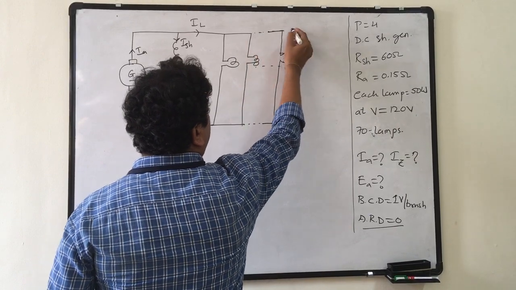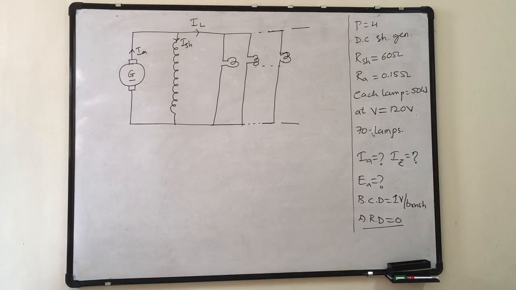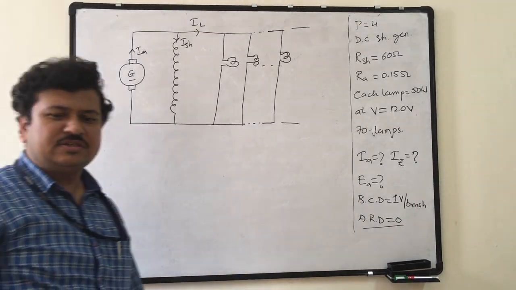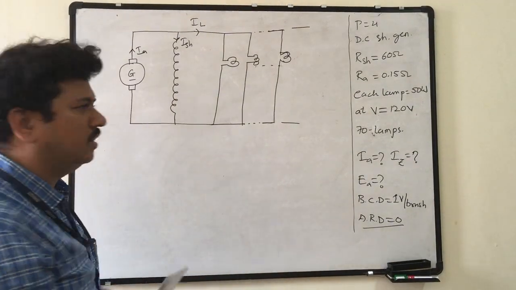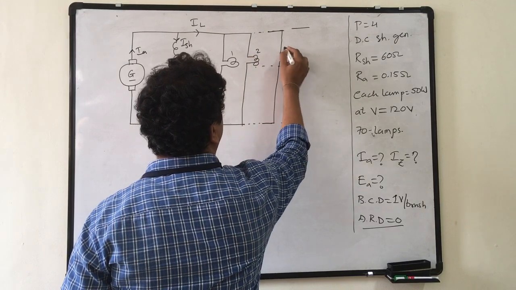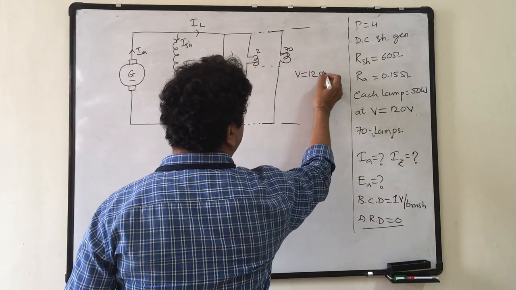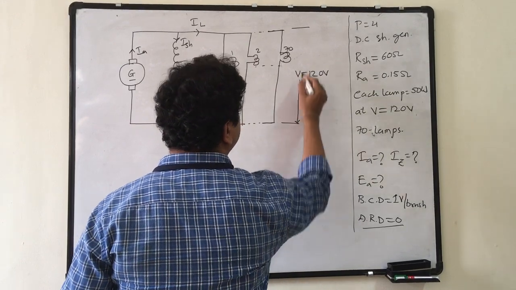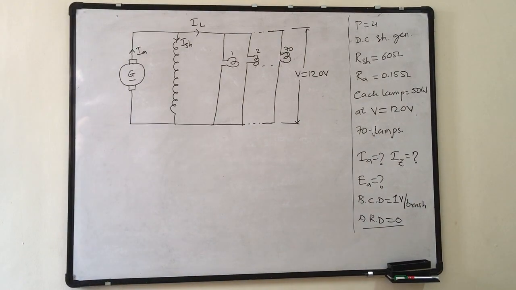They are operating at 120 volts. It means that all the lamps are connected in parallel, obviously, because when each lamp has to get the same voltage, then all the lamps must be placed in parallel. So all the 70 lamps are placed in parallel at terminal voltage V is equals to 120 volts.